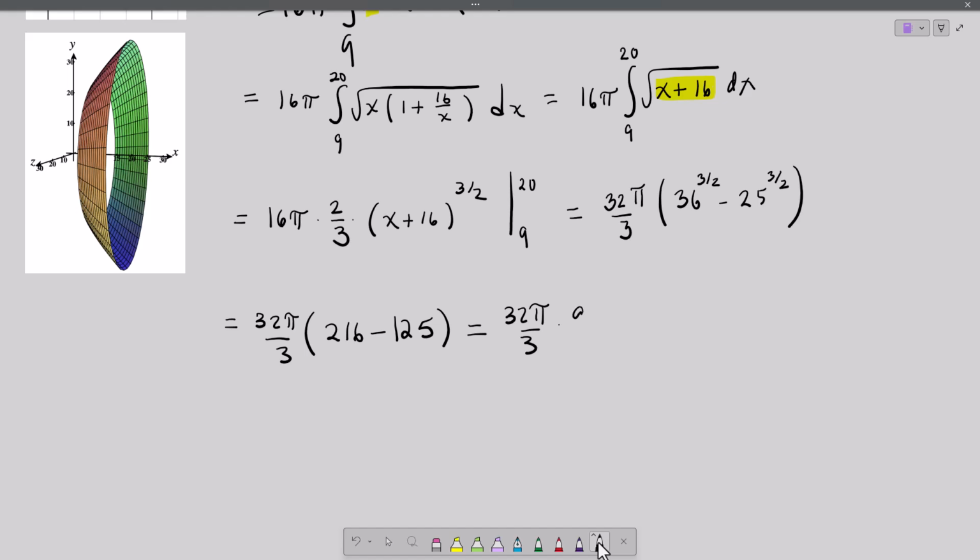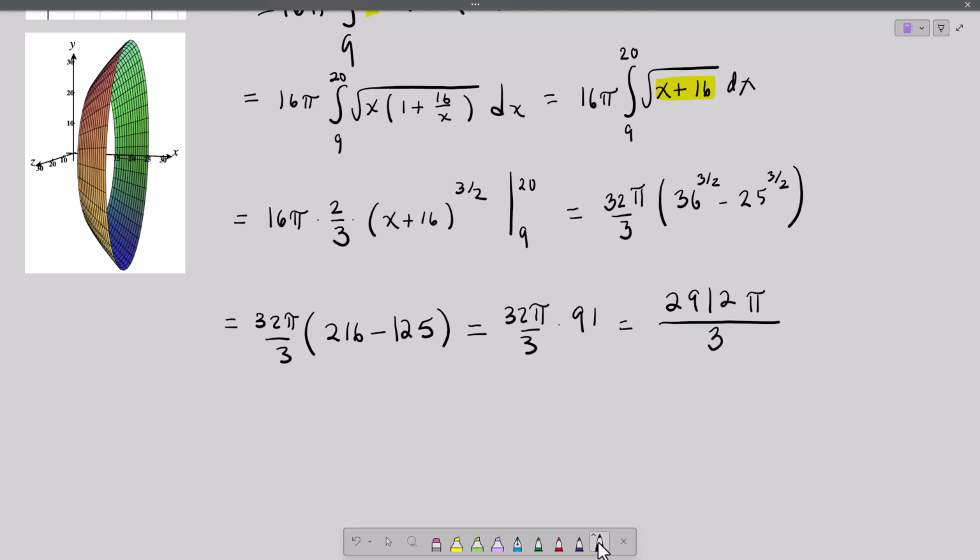What is that, 91? So all we have to do is multiply the 91 times the 32, and we will get our answer. So what's that, 2,700 plus 2,912? Like that. Double check the arithmetic, but I think that's what it multiplies to.